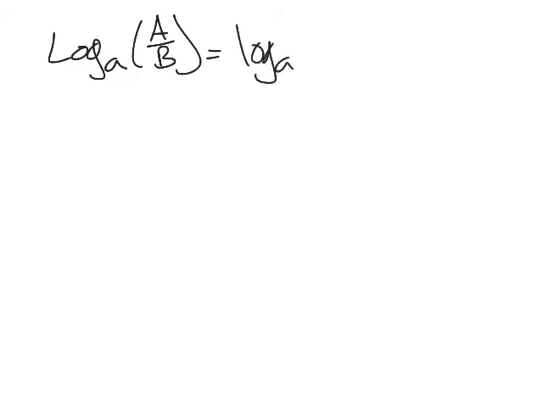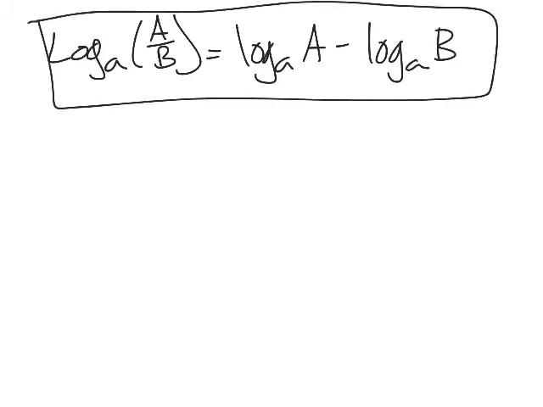So here's the second law. Log to the base a of the quotient a over b is equal to log to the base a of a minus log to the base a of b. That's our second law: the log of a quotient is equal to the difference of the logs of the individual arguments. So that is our second law, and I'll show you how to use that.